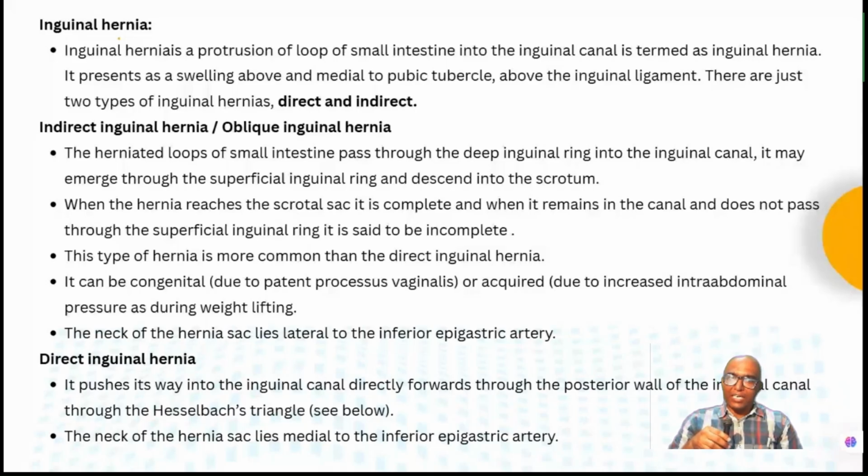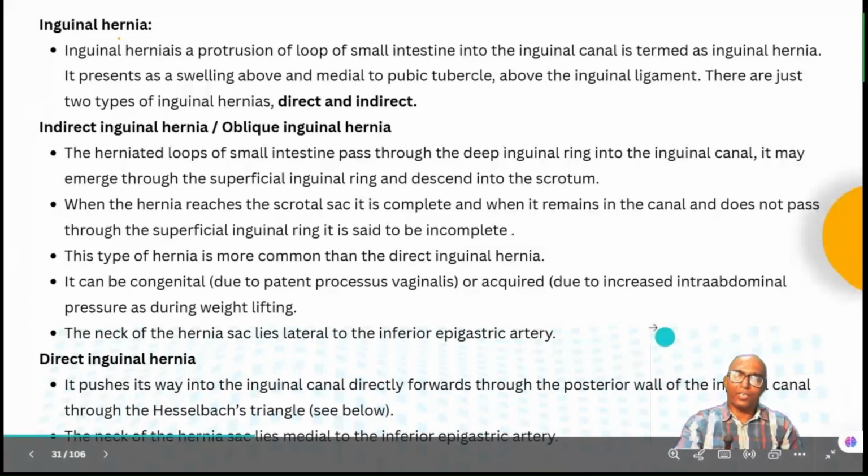It can be congenital due to patent processus vaginalis, or it can be acquired due to increased intra-abdominal pressure, as during weightlifting. The neck of the hernial sac lies lateral to the inferior epigastric artery. Okay, so this is very important. The neck of the indirect inguinal hernia lies lateral to the inferior epigastric artery.